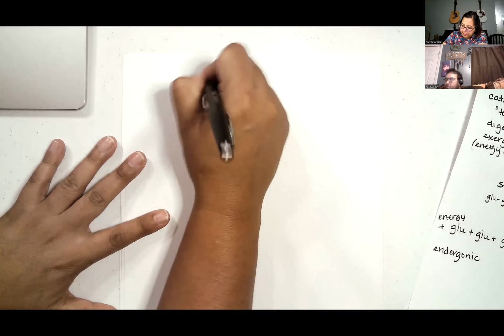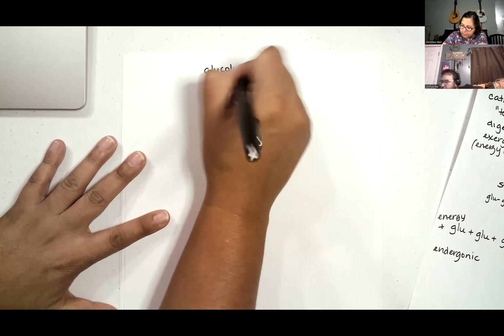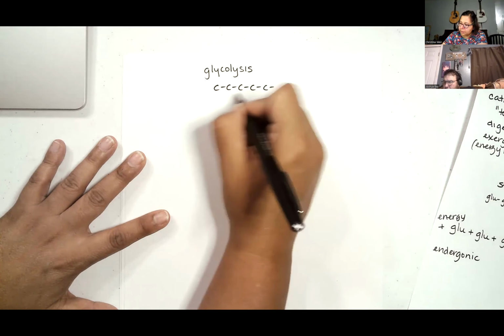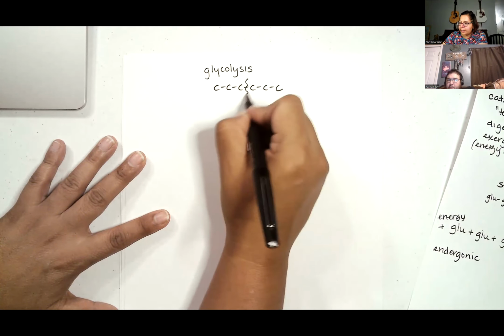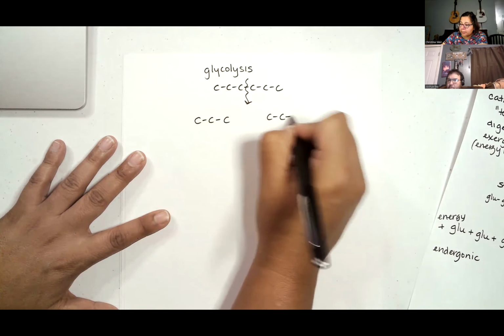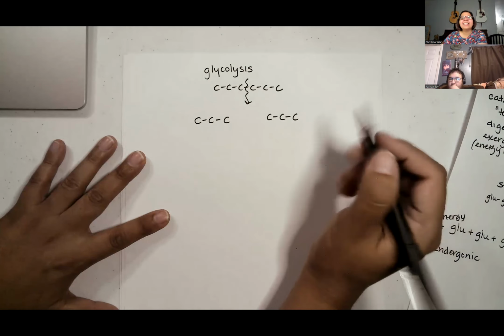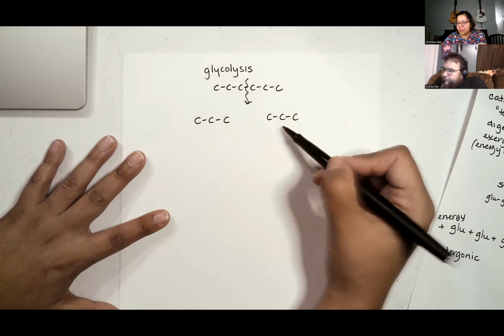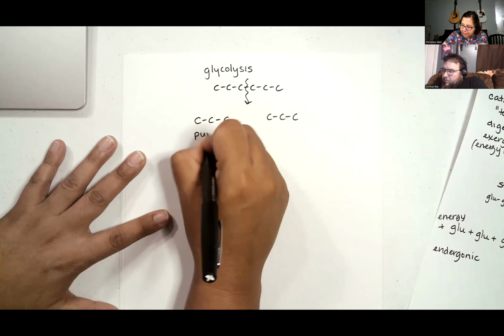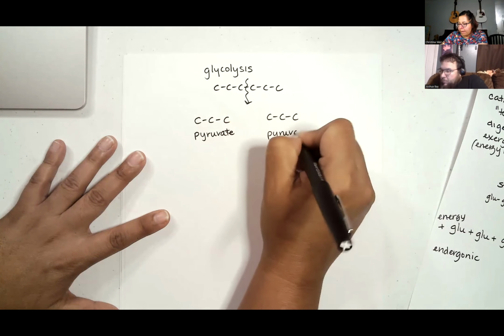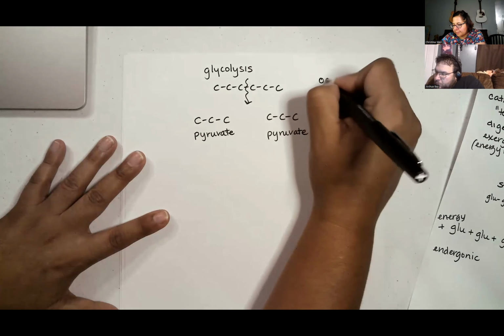Well, we still have glycolysis. It's unchanged. So we still break down a 6-carbon sugar into 2 3-carbon pyruvates. So that doesn't change. It still occurs in the cytoplasm.